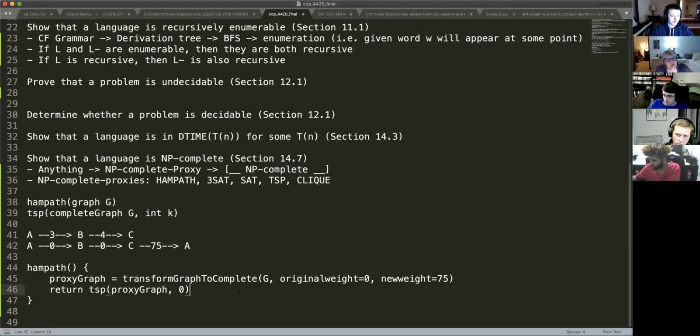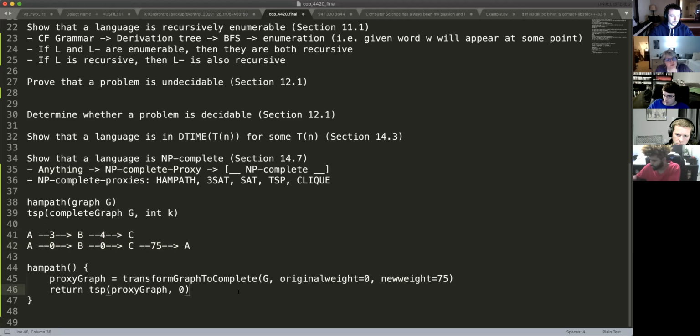So what? Can you say that again? Anything can be reduced down to ham path? Yes. I don't think he means literally anything. No, it is anything. Any NP problem can be reduced to ham path. Okay, gotcha. So which basically means anything in the NP space can be reduced to ham path. This is by definition of NP completeness.